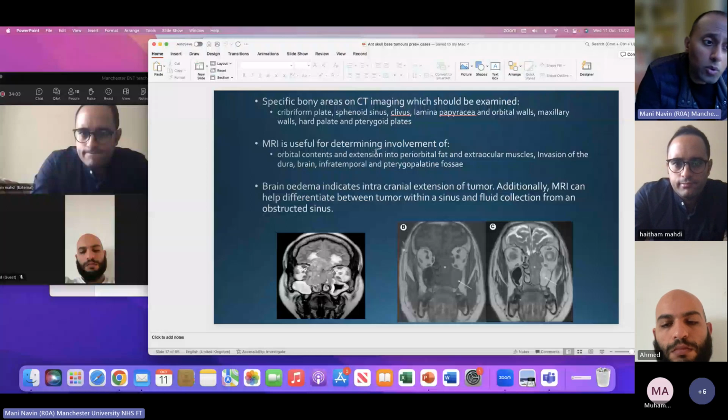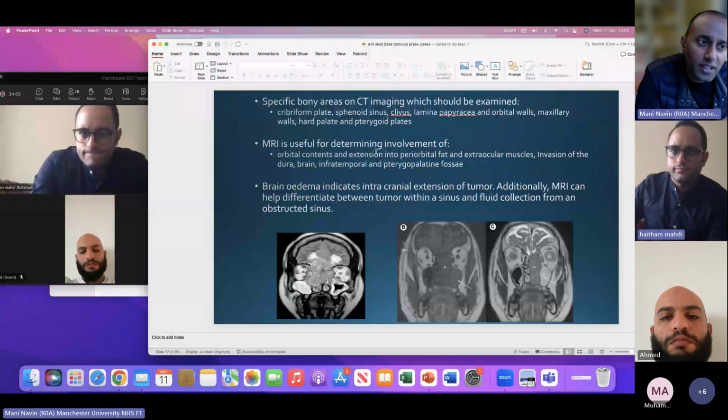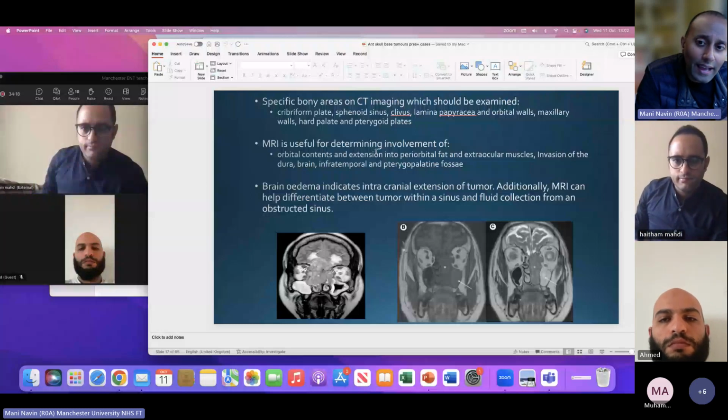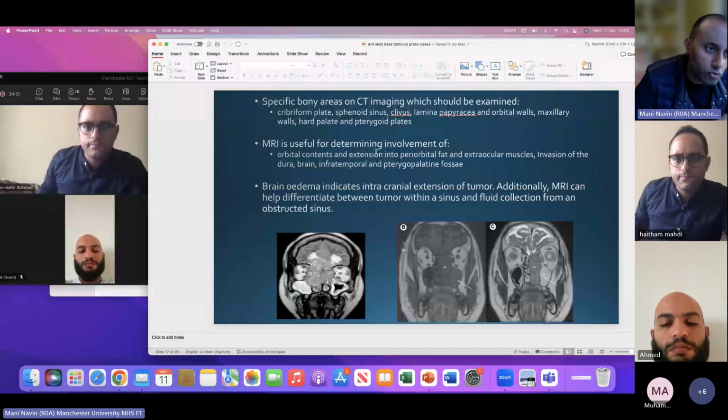MR is also very useful because, for example, if you've obstructed the sphenoid ostium, you might actually get fluid in the sphenoid. On a CT, you can't differentiate between fluid and tumor, whereas on a T2 weighted MR, you can actually differentiate between fluid in a sinus and tumor. So it's very useful.